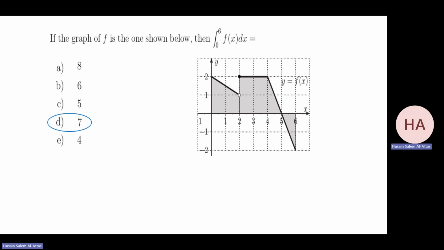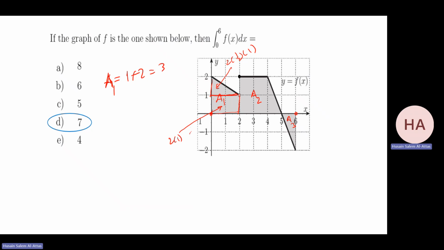If the graph of f is the one shown below, then find from 0 to 6, don't forget, from 0 until here, what will be the net area? We have this area, and this area, and this area. For A1, I can do it this way. This is 2, this is 1. It will be 2 times half times 1. And this one, it's 2 times 1. So A1 will be 1 plus 2, which is 3.